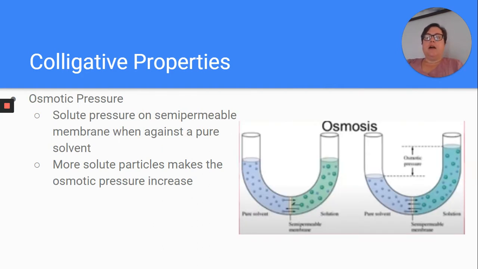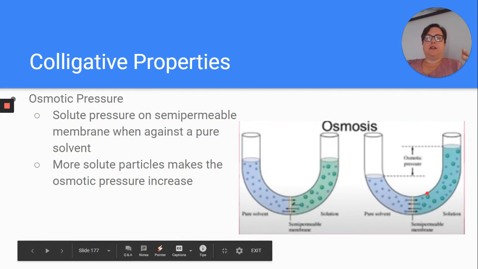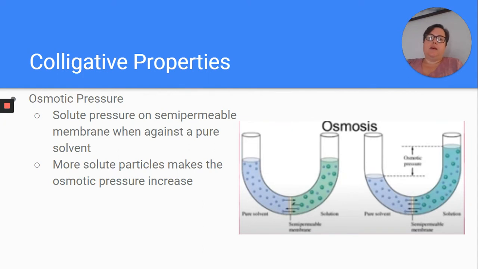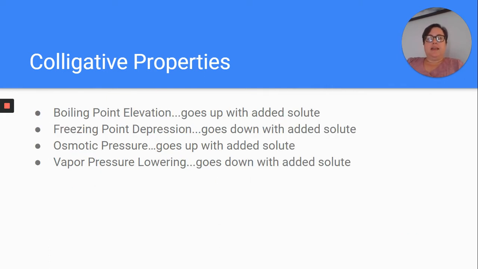Osmotic pressure is the pressure of the water pushing on the semi-permeable membrane. When you add a solute particle, the osmotic pressure will increase. I am going to include some videos underneath this one that will link you to different places that explain this as well. So if you didn't get my explanation, maybe one of those other videos will help you. But this is the general gist of what you need to know.